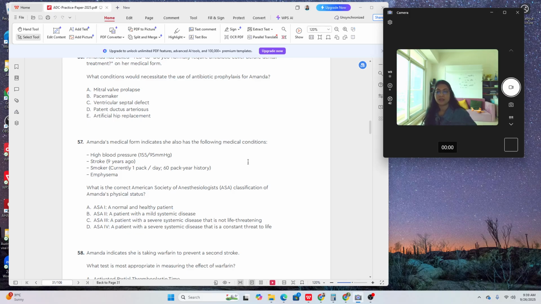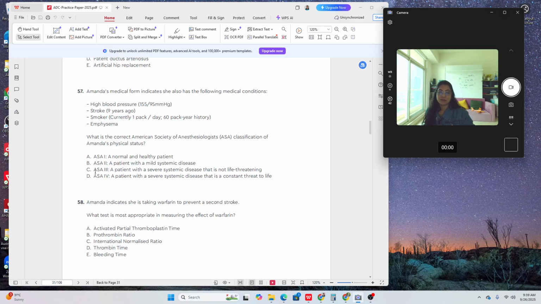It cannot be mild. Having any problem with the lung compromises your breathing, so that could go into a severe systemic disease. But it's still not life-threatening. Okay, it's still not life-threatening, like it's not a constant threat to life. So I would classify her as C, option C.